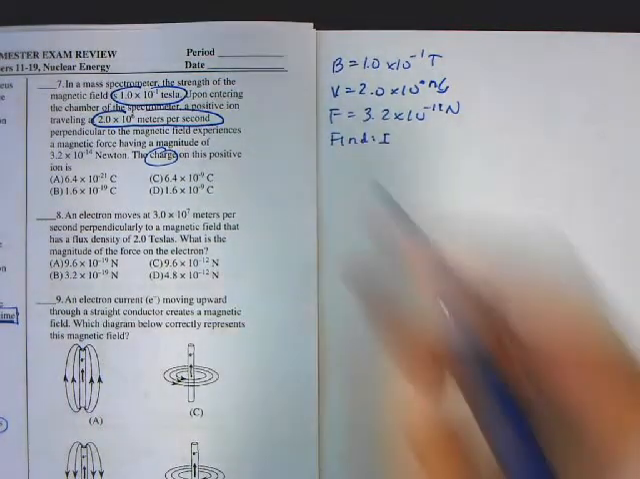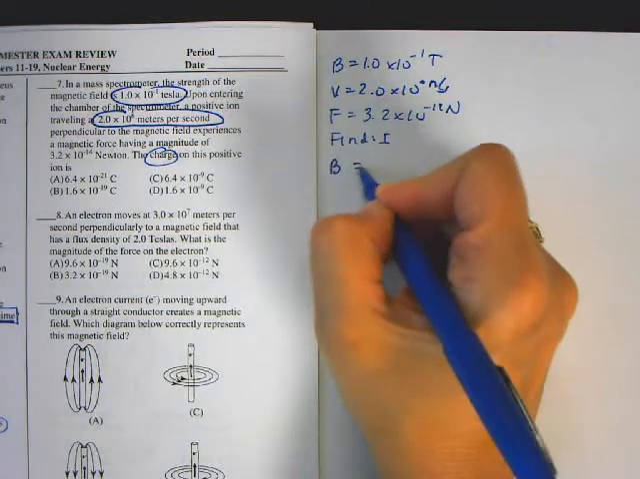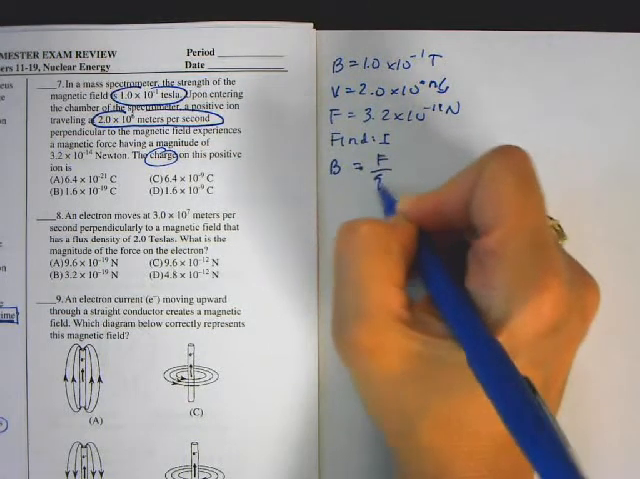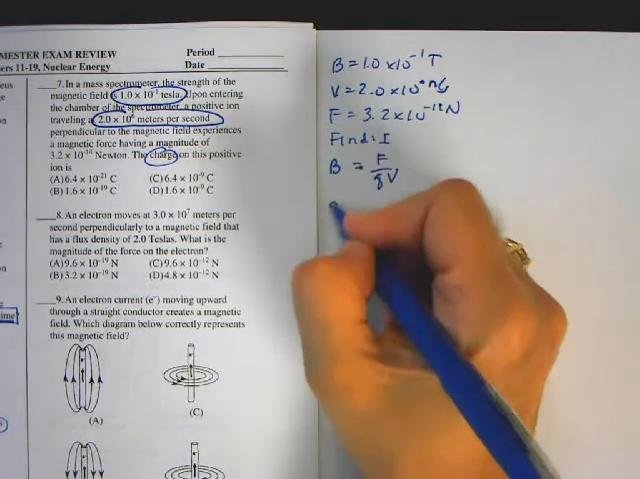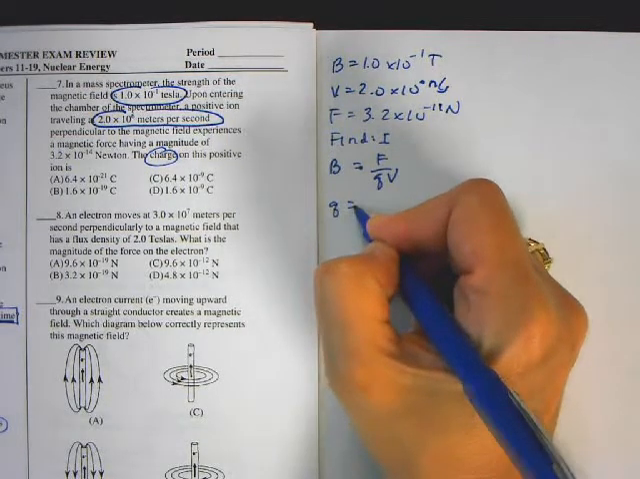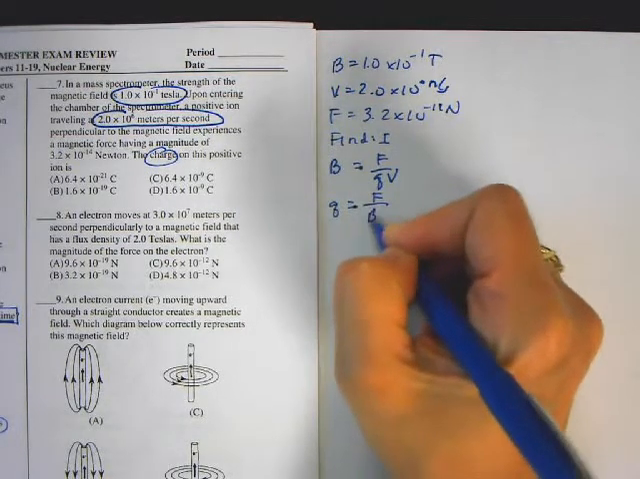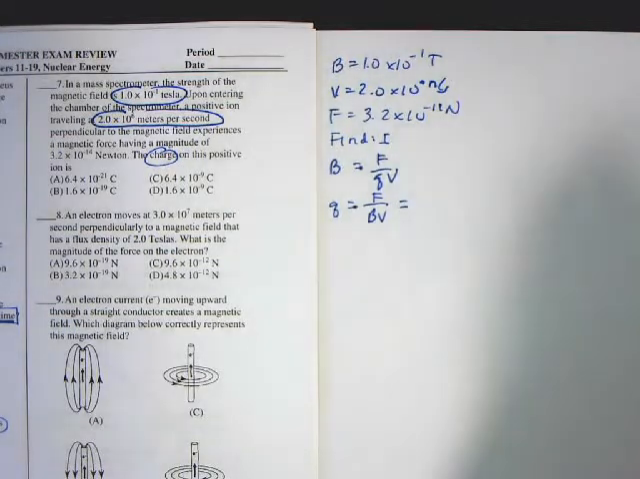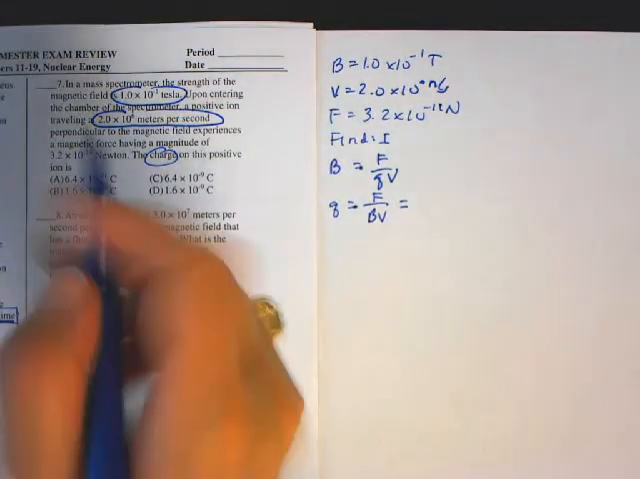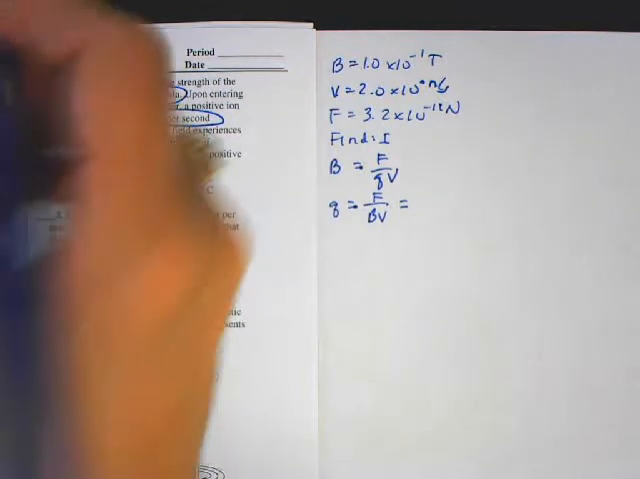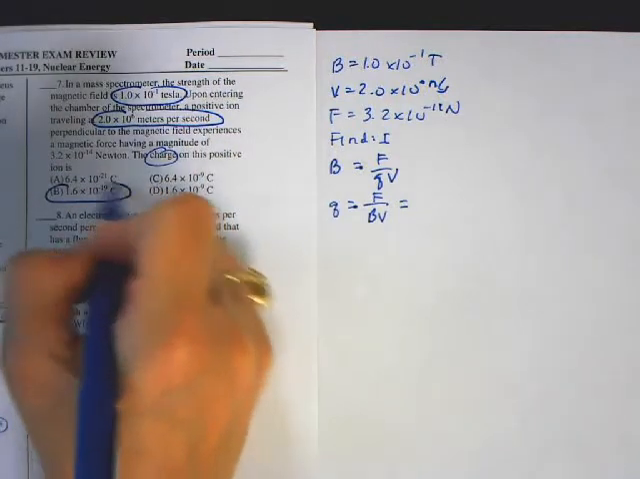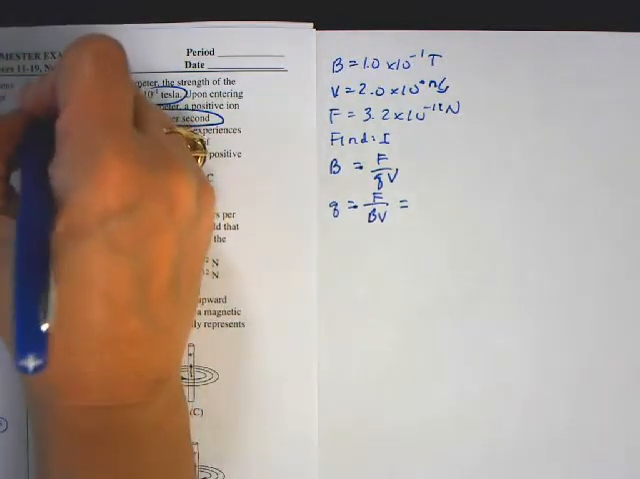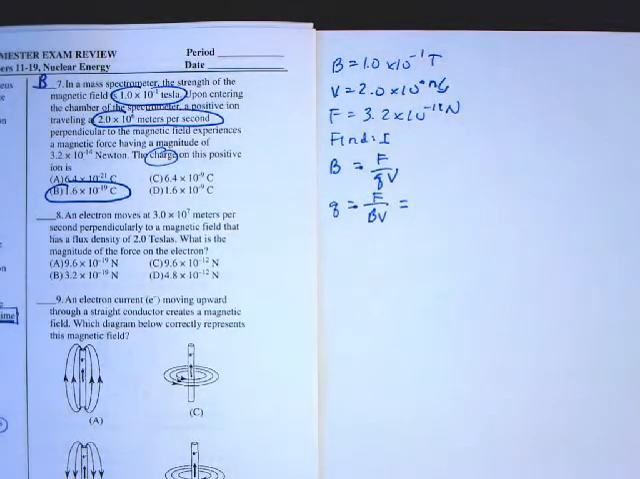So first I'm going to write my basic equation. B is equal to F over QV. I'm going to rearrange the equation to solve for the unknown in terms of the known. So Q is equal to F over BV. And then I'll substitute in my values and solve. So this comes out to be 1.6 times 10 to the negative 19 coulombs. And you can do that yourself on your calculator, because remember, you should have already done this review sheet first.